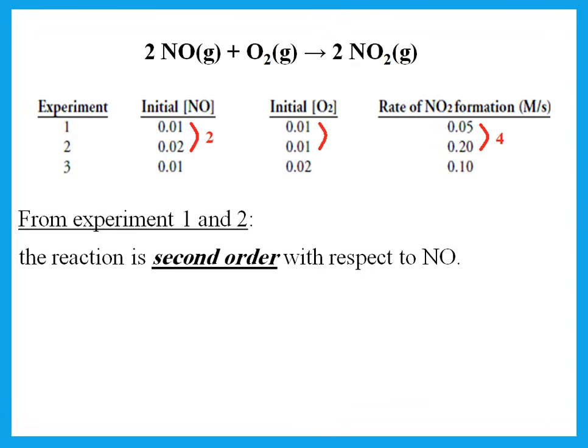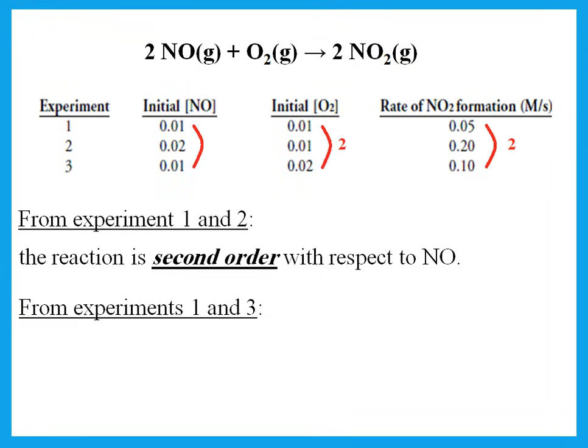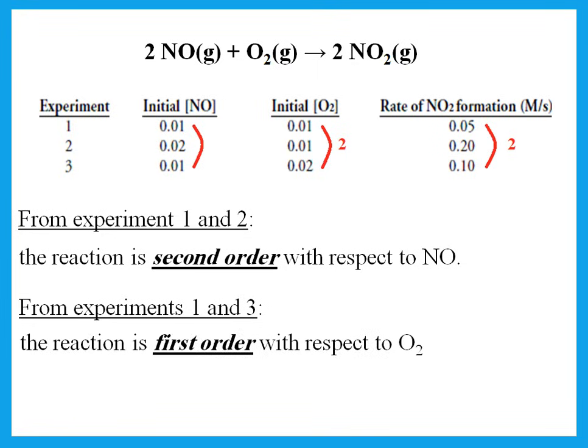Now, if I want to determine the order with respect to oxygen, then I choose two experiments that have different oxygens, but everything else is constant. So for example, if you look at experiments 1 and 3, the NO is constant. Now what is happening to the O2? The concentration is doubled. Now what happened to the rate? The rate also has doubled. Then the reaction is first order with respect to oxygen. Are we following? So concentration doubled, the rate doubled, that's first order.